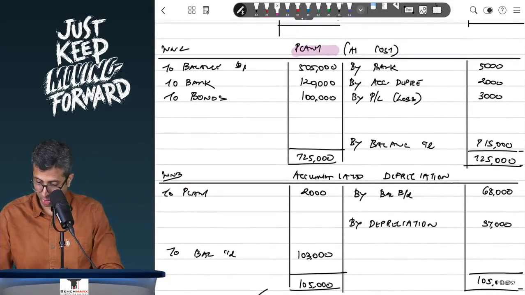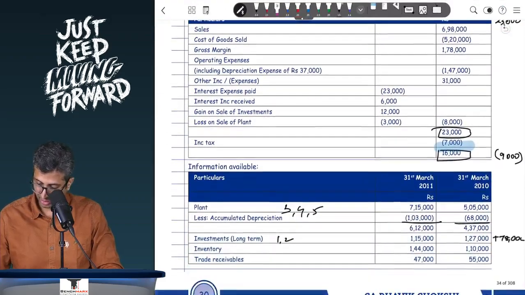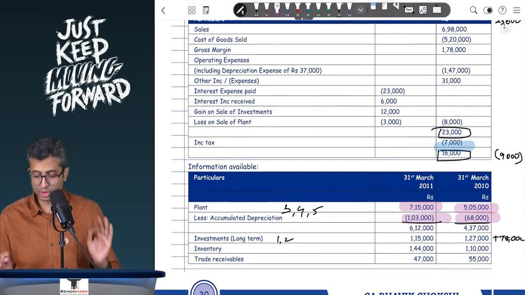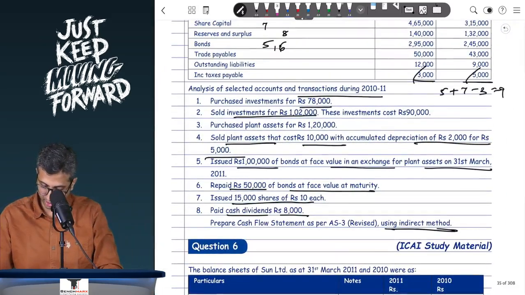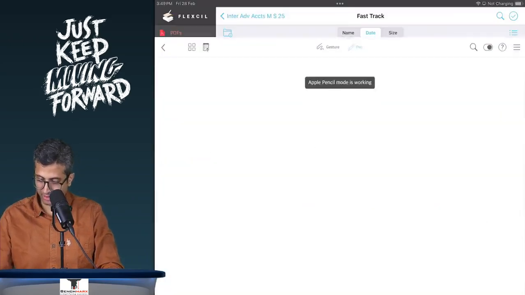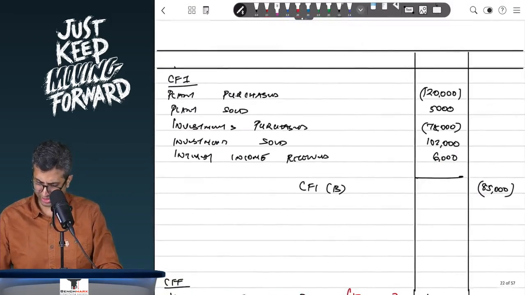So in my plant account, I'm putting my opening balance. My opening balance is 5 lakh 5, closing is 7 lakh 15. Provision 68, 1 lakh 3. So you'll post up these numbers and then you will take everything. 0.3, 4 and 5. So when I look at my plant account, the first adjustment 5 lakh 5, 7 lakh 15, I'm purchasing plant 1 lakh 20,000, that will go in cash flow from investing.